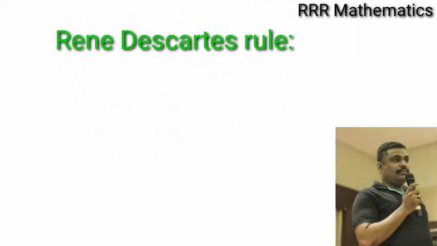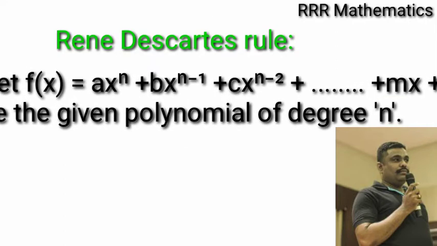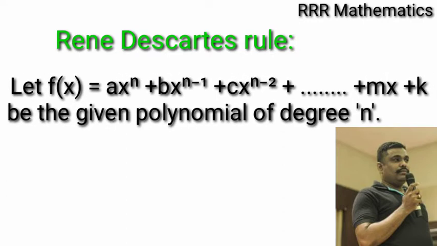Descartes' Rule of Signs is used to determine the number of real zeros of a polynomial function. Let f of x be the given polynomial of degree n. The number of sign changes in f of x and f of minus x gives information about the number of real roots, that is, positive roots and negative roots respectively.